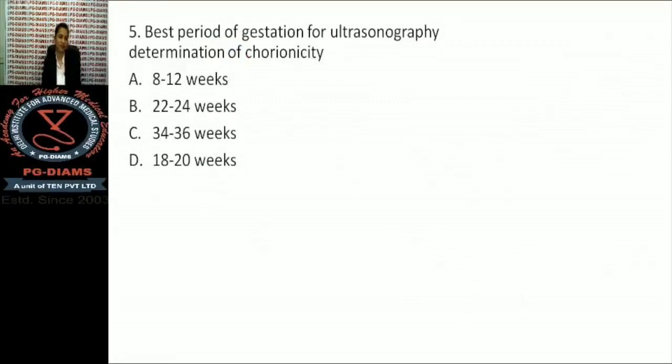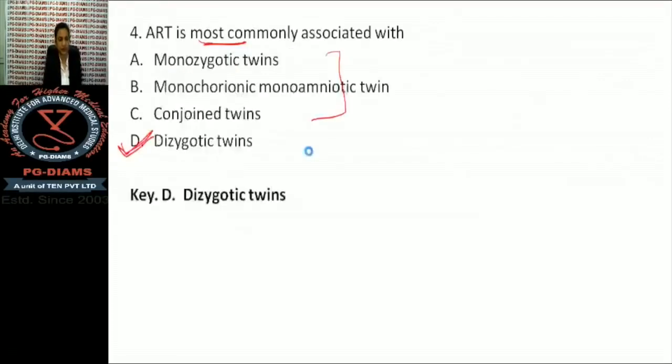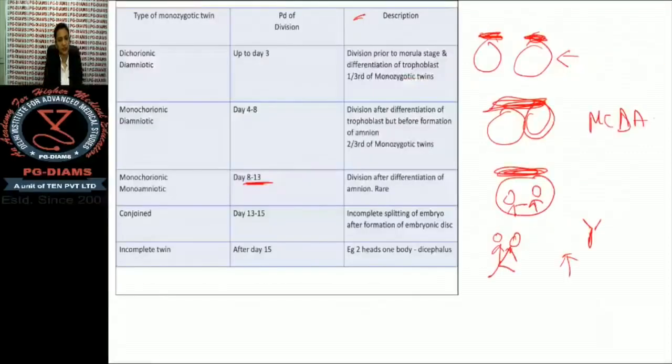The best period of gestation for ultrasonography determination of chorionicity. Now if you see this table, we are talking about monozygotic twins. The diagnosis of a monochorionic monoamniotic twin is straightforward. You have a single large placenta, you have one sac and two babies. Basically, you don't have any intervening membrane in them, and you know it is monochorionic, monoamniotic.